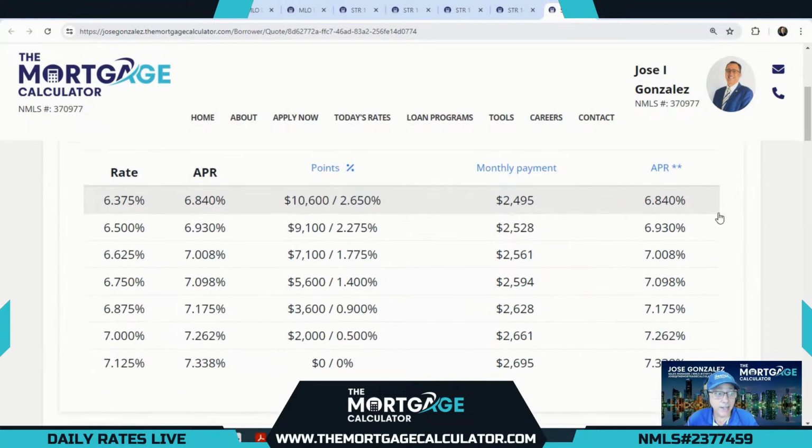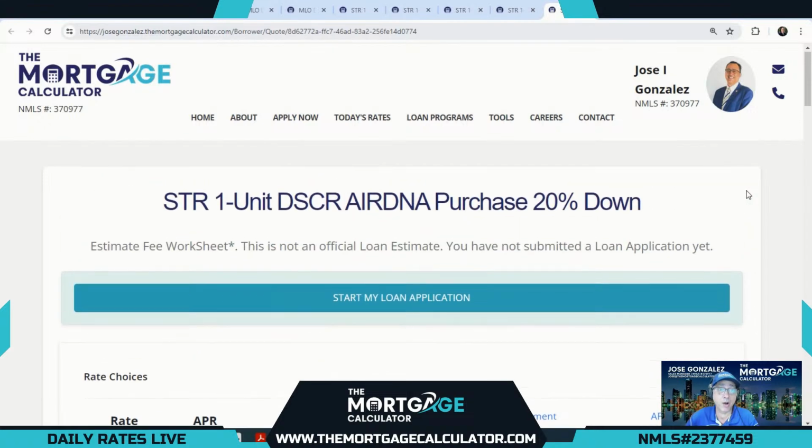7.125 again is our par rate, lowest cost option, and you can buy that down to 6.375 at a cost of 2.615. No loan level price adjustments either when using short-term rent, but what they do, again, like I mentioned, hit you with is the requirement of having at least a 1.5 debt service coverage ratio.